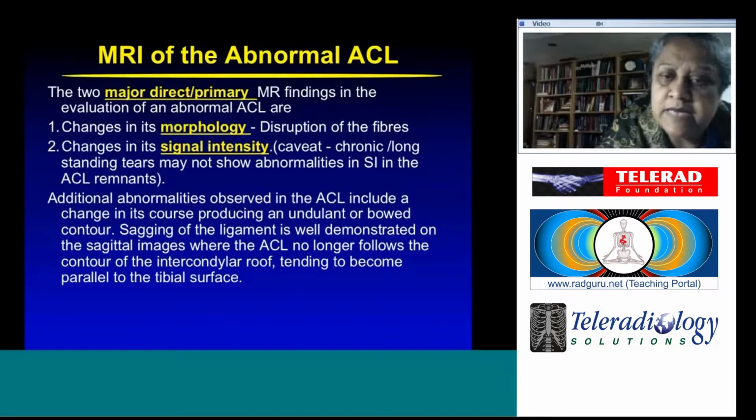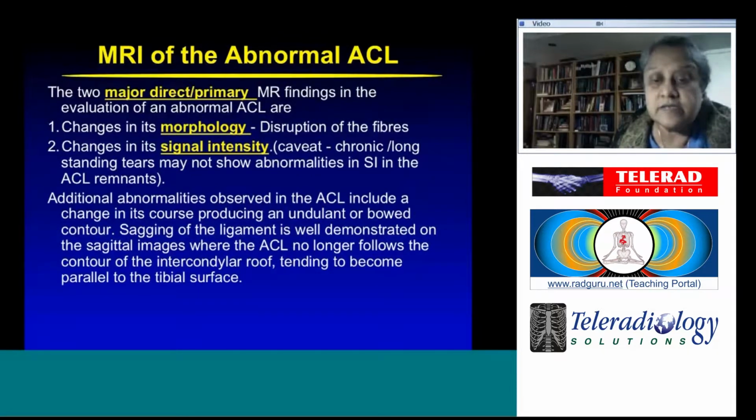Additional abnormalities which are observed in the ACL are a change in its course. We talked about that. Sagging of the ligament, and then where the ACL no longer follows the contour of the intercondylar roof, tending to become parallel to the tibial surface.